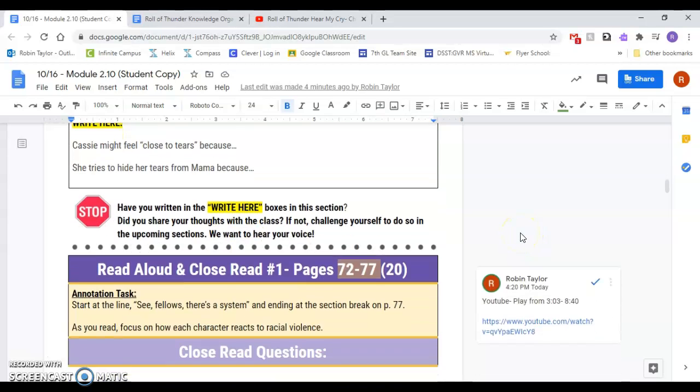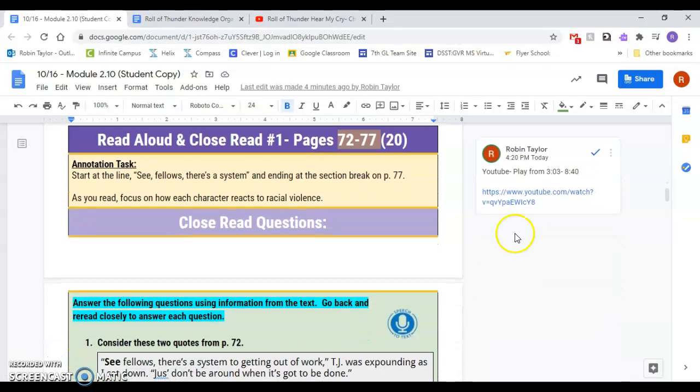Okay, if you are back at the video, that means you're done with your do now and you're ready to go into your read aloud and close read number 1. Obviously, we are not together to read aloud, so if you'd like to watch the video to play along as you read, you have the same link and some time chunks for you to look for. So this section is page 72 through 77. This is the biggest chunk we are going to read today.